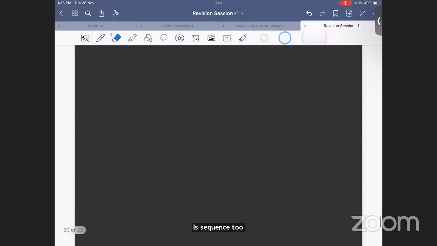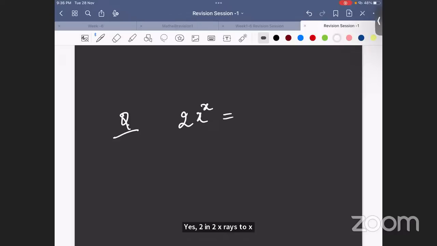Okay, so you are saying that there was a question: 2 into x raised to x equal to 2x, and we were asked to find the number of solutions. Was this the question? So the 2 gets cancelled, you will be left with x to the power x equals x. Yes, this was the question, and we have to find the number of solutions.